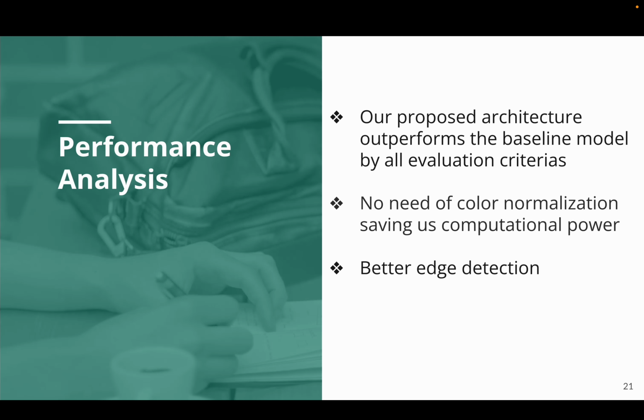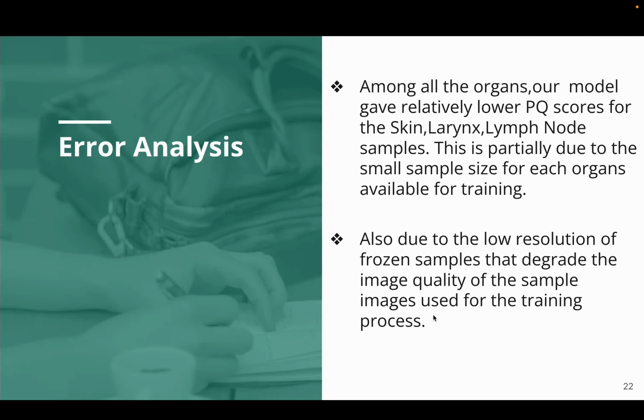Also, the proposed triple UNet architecture does not require color normalization, which saves computation power, and it is also better at edge detection. But still there is room for improvement, as the triple UNet model that we used in our proposed architecture performs below par for some of the organs. This is partly due to the small dataset size and also the low quality of images that frozen sections normally produce.